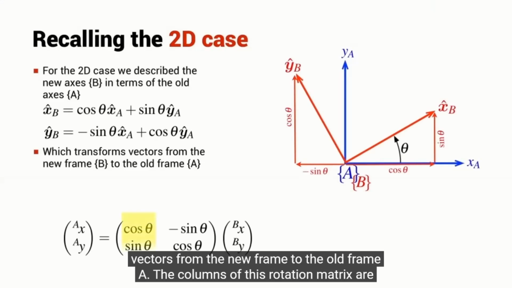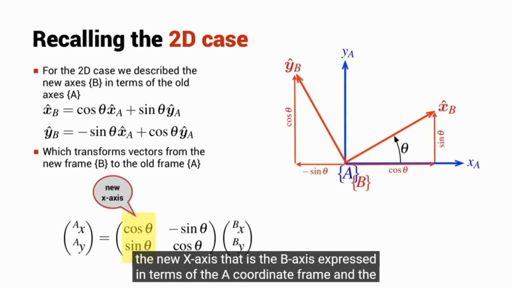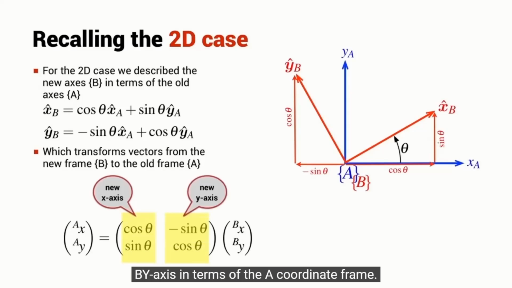The columns of this rotation matrix are the new x-axis, that is the B x-axis expressed in terms of the A coordinate frame, and the B y-axis in terms of the A coordinate frame.